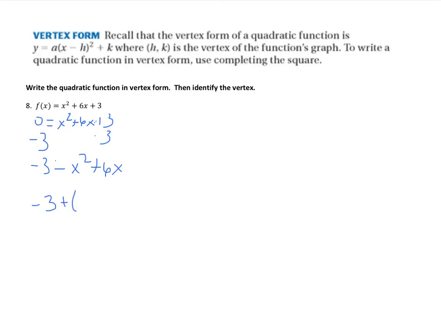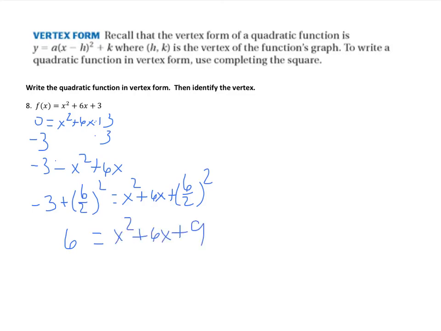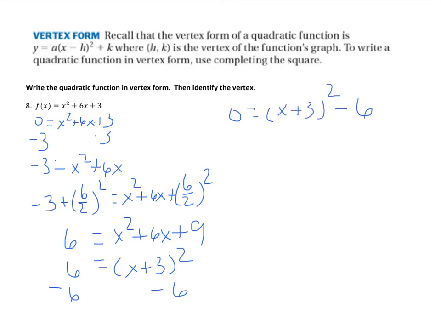So I'm going to do negative 3 plus, well, what's b divided by 2? 6 divided by 2 squared equals x squared plus 6x plus 6 divided by 2 squared. So negative 3 plus 9 is 6 equals x squared plus 6x plus 9. That you can change to x plus 3 squared. Now subtract the 6 back over. You get 0 equals x plus 3 squared minus 6. Now we can jump back. Since that's 0, we can replace that back with the function f of x equals the quantity x plus 3 squared minus 6.